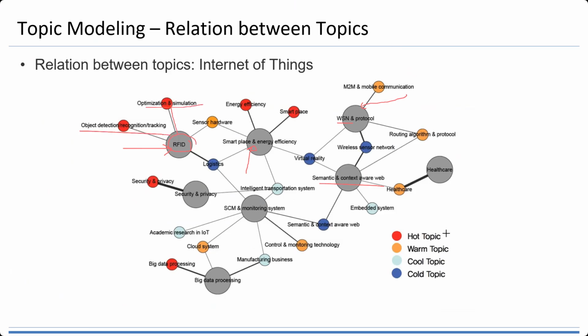Then we can also look at the frequency, which may determine whether it is a hot topic or just a cold topic. So hot topic means high frequency words. The cold topic means it just appears in the document, but it is not that frequent.